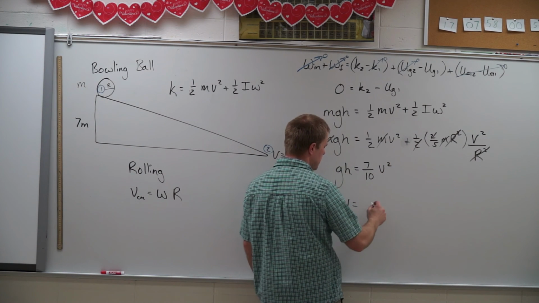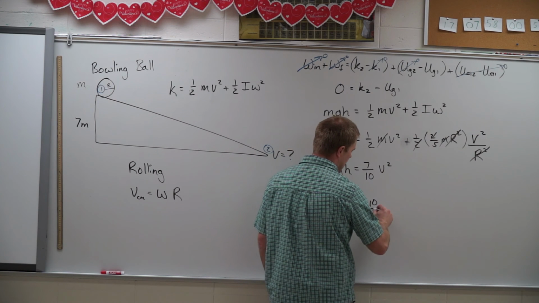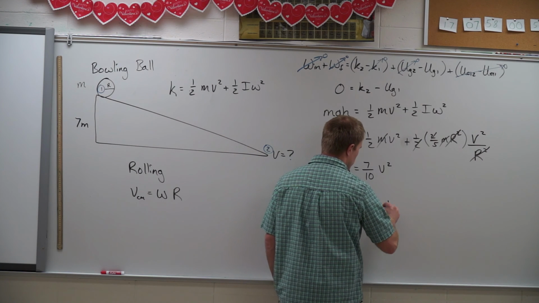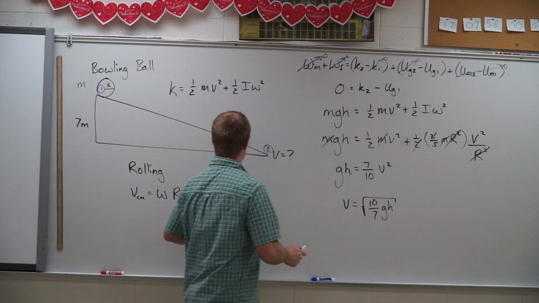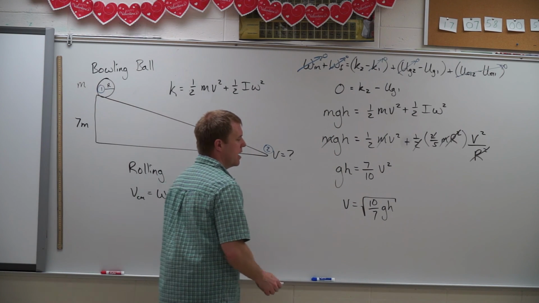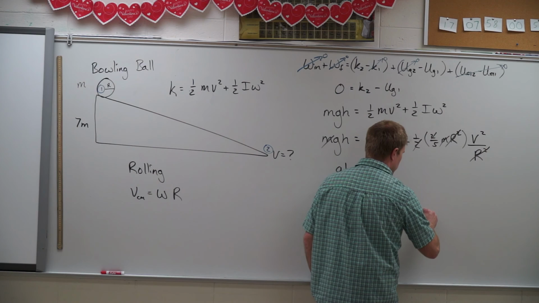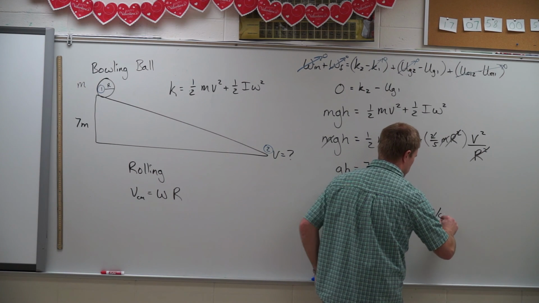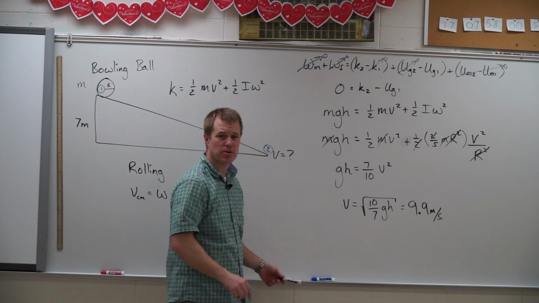And so v is going to be the square root of 10/7 gh. And I can plug in my information that the height was 7 meters and g is 9.8. And I will find out that it's moving 9.9 meters per second at the bottom. That's about as fast as a person can sprint.